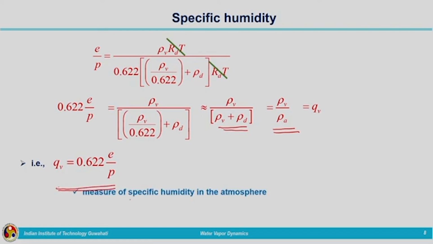It is a measure of specific humidity in the atmosphere. QV is the measure of specific humidity in the atmosphere, and it is the same intensive property which we have used in our Reynolds transport theorem while deriving the continuity equation. Now we are going to find out some relationship between the gas constants corresponding to RA and RD.